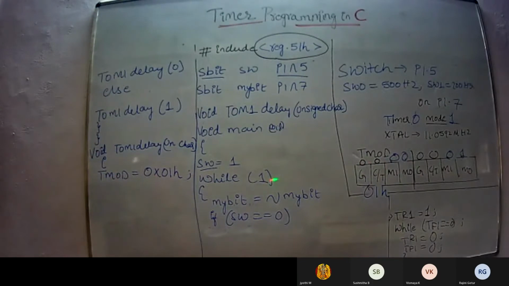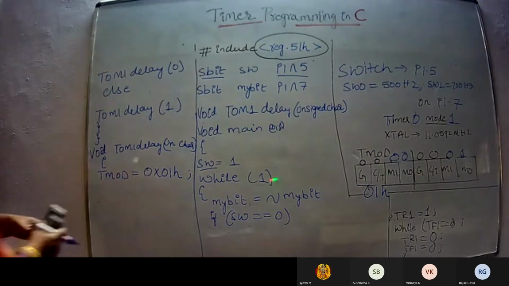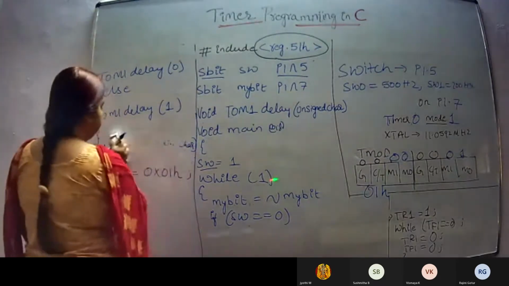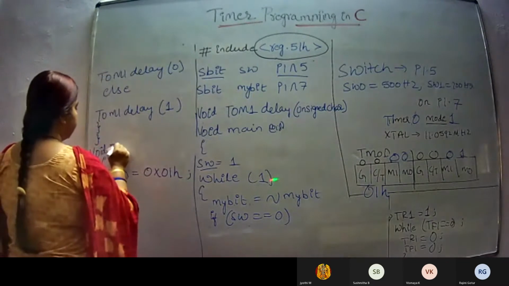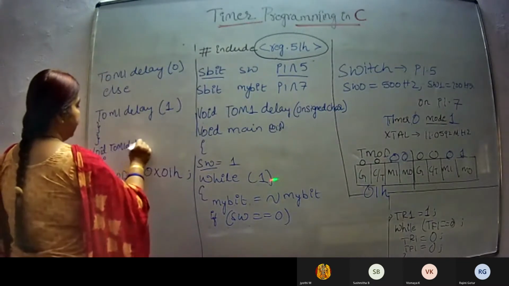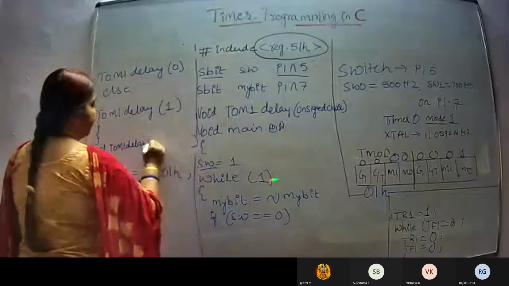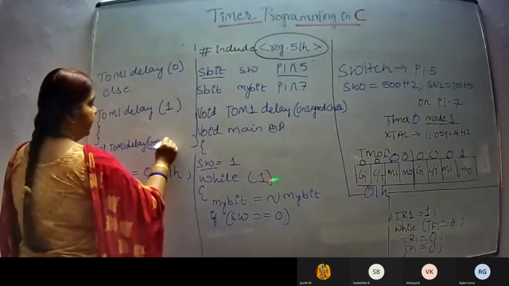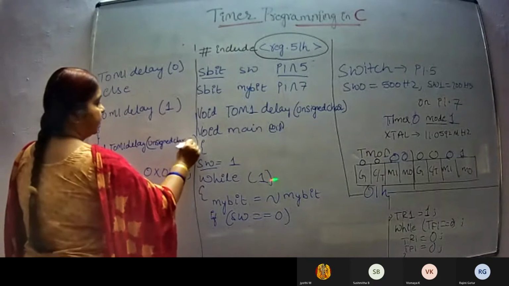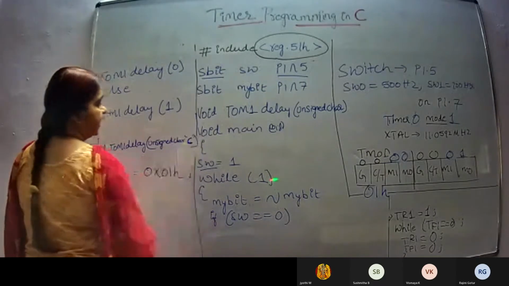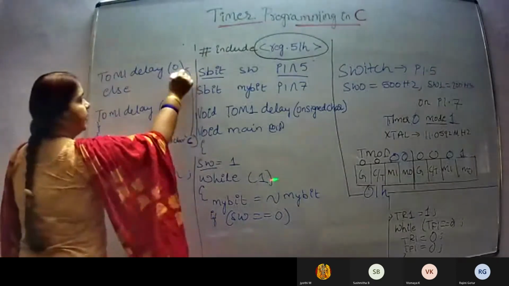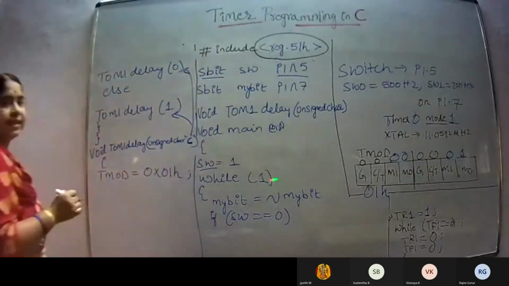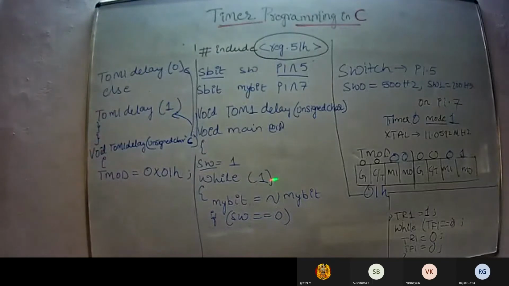After loading the TMOD register, what do you have to see? One more thing here, the unsigned character I have written. I have to write the variable there. Void timer 0 mode 1 delay, in the bracket I will write unsigned character C. This is the variable. It will check whether C is 0 or 1. A value is passed there.